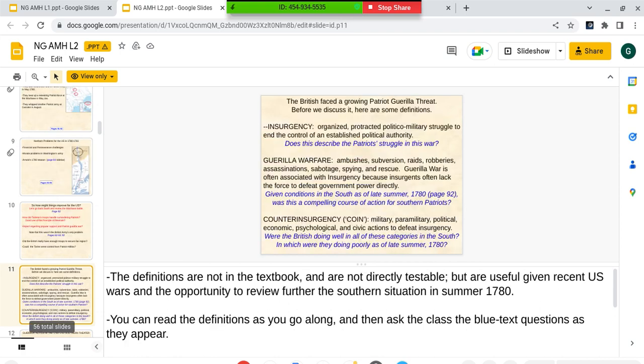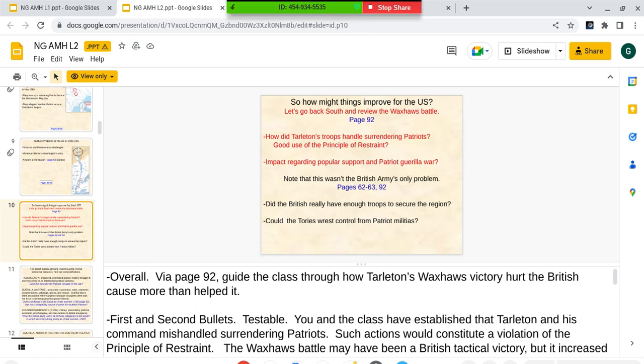Alright? I want to address the impact regarding popular support and Patriot guerrilla warfare. Yeah, so it rallied a lot of support for the Patriots.